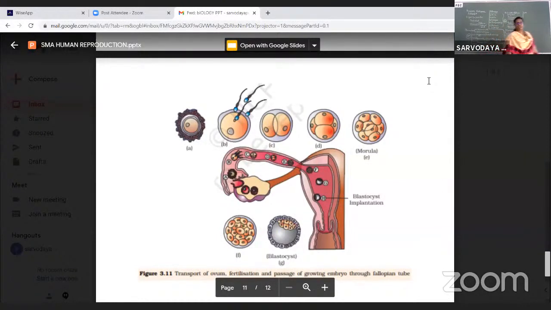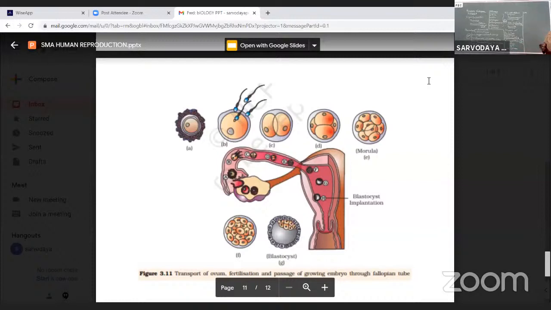The reason is it's going to give rise to the embryo, and it's going to differentiate itself into the primary germ layers. And then from the primary germ layers, we observe that the various tissues and organs are going to be formed.